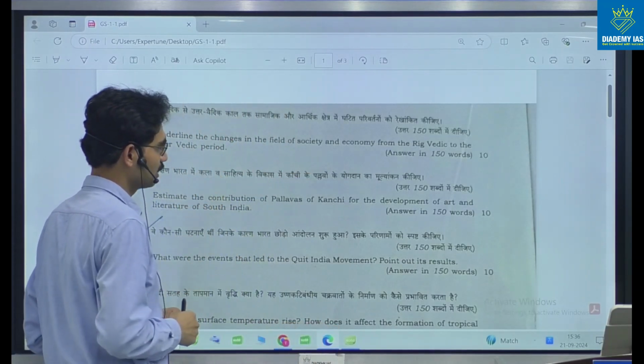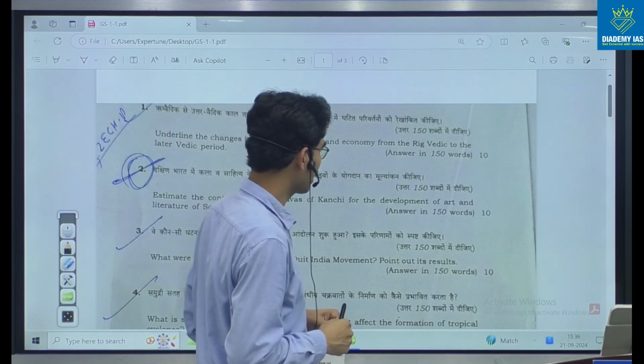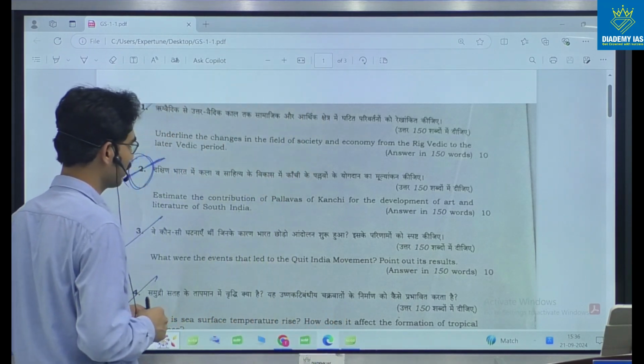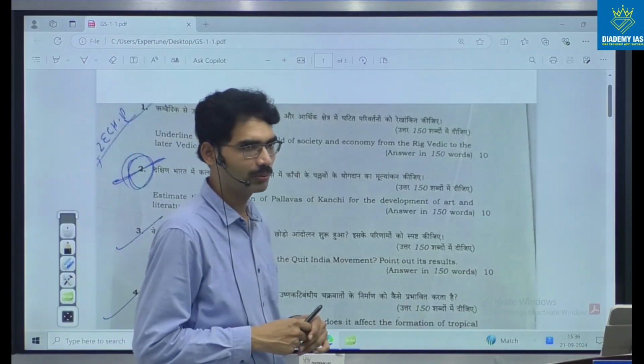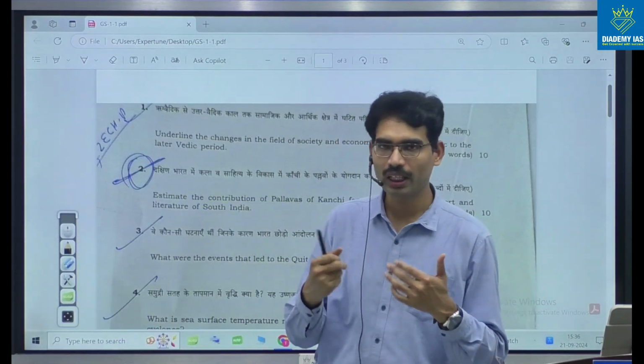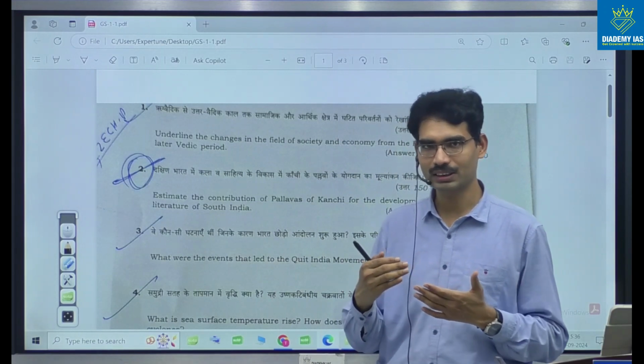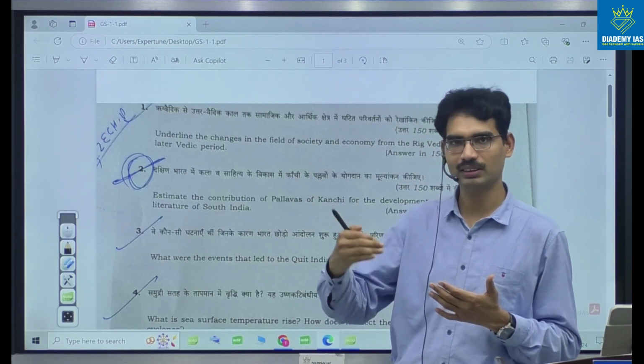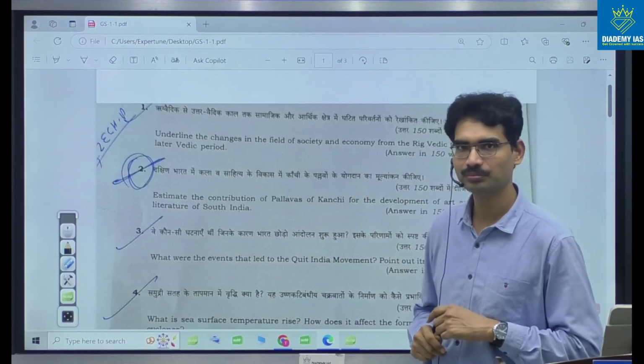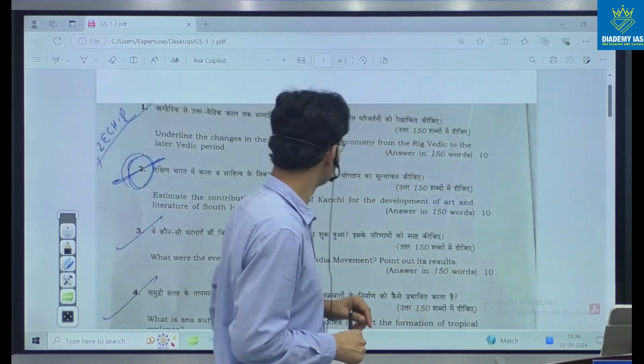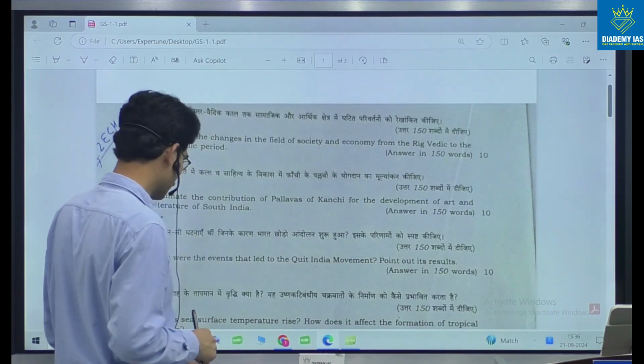Underline the changes in the field of society and economy from the Rigvedic to later Vedic period. It is asking about the Rigvedic to later Vedic period. What were the changes in society as well as economy? Two elements are there and 2 periods are given. That is the first question.